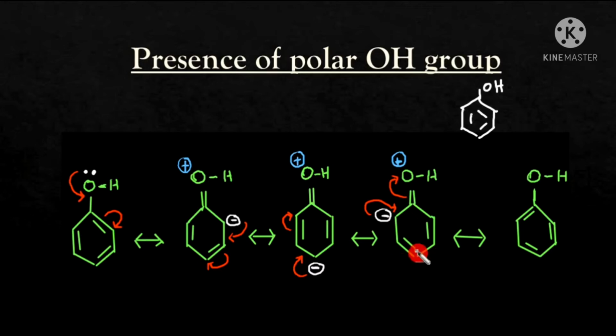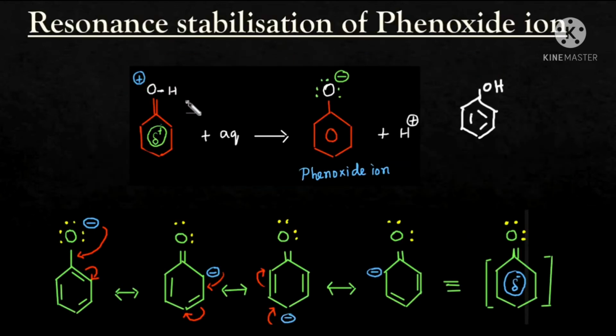Because of this resonance, the polarity of the OH bond increases. The oxygen atom of phenol is already highly electronegative, but now the oxygen has a positive charge, so it attracts more and more electrons from the hydrogen. So the hydrogen can easily go out. Since electrons are attracted towards oxygen, the hydrogen can easily go out, and since the bond is more polar, ionization takes place. What is ionization? The hydrogen goes out, and a phenoxide ion is formed. Now this phenoxide ion is more stable due to resonance stabilization.